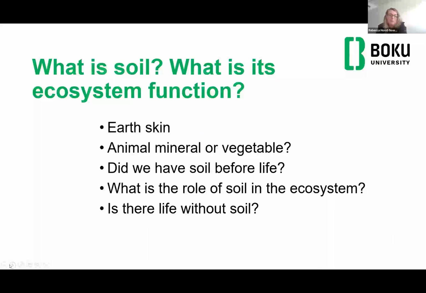And first of all, I really want us to think a bit about what is the soil. Is the earth skin, animal, mineral, or vegetable? Did we have life before we had soil? What's the role of the soil in the ecosystem? And is there life without soil? Just have a quick think about that.